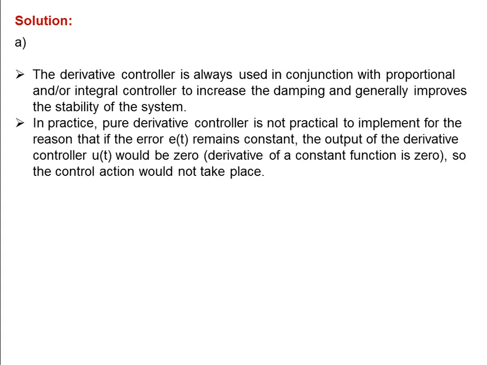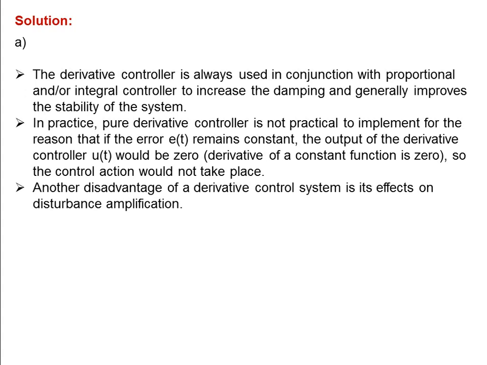The first one is that if in practice we apply a pure derivative controller and the error is constant, the derivative, and therefore the output, will always be 0, and the controller doesn't do anything. Another problem with the derivative controller is its effect on disturbance amplification. Derivative controllers amplify the errors or disturbances, specifically if they include higher frequency components.